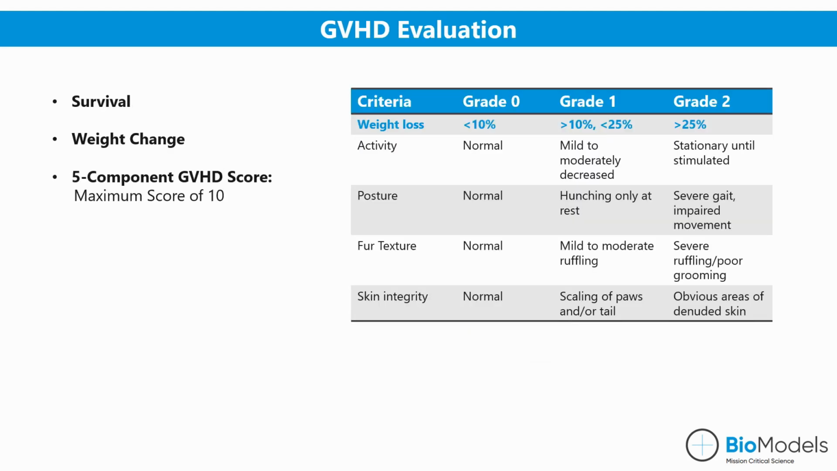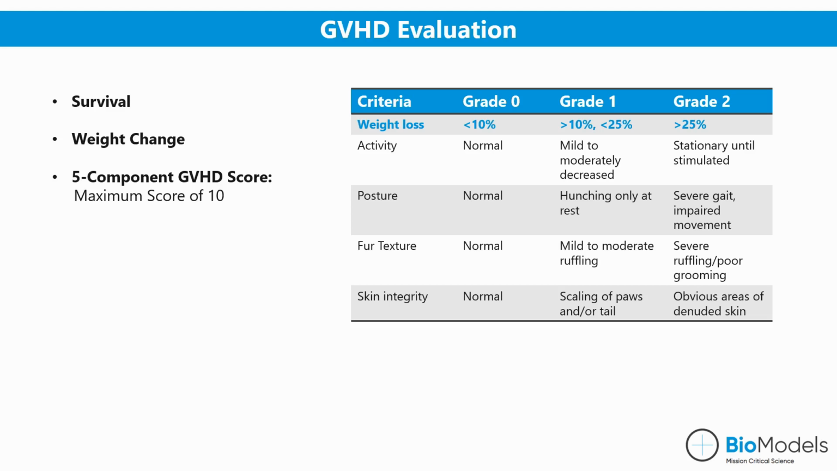There are a number of metrics that we assess graft versus host disease within these animal disease models. One being survival, another being weight change, and the final being a 5-component GvHD score. Animals can receive a maximum score of 10 based on 5 different criteria. The criteria being weight loss, activity, posture, fur texture, as well as skin integrity, each graded from 0 to 2 with increasing severity.